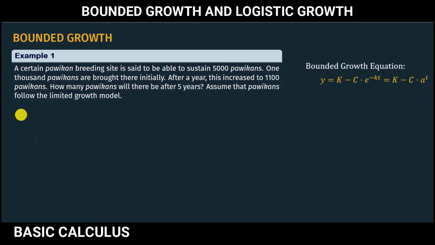Now let's have our first example. A certain pewee breeding site is said to be able to sustain 5,000 pewees. 1,000 pewees are brought there initially. After a year, this increased to 1,100 pewees. How many pewees will there be after 5 years? Assume that the pewees follow the limited growth model.